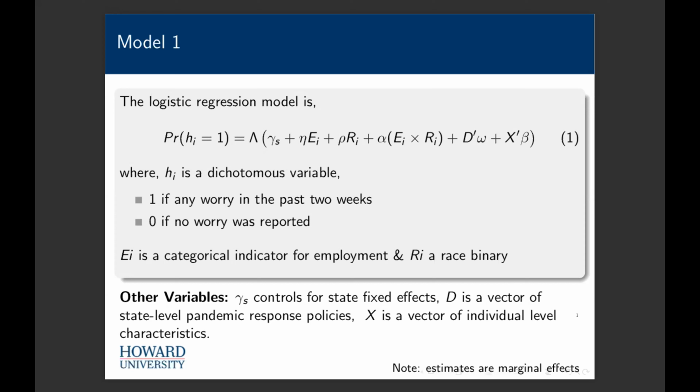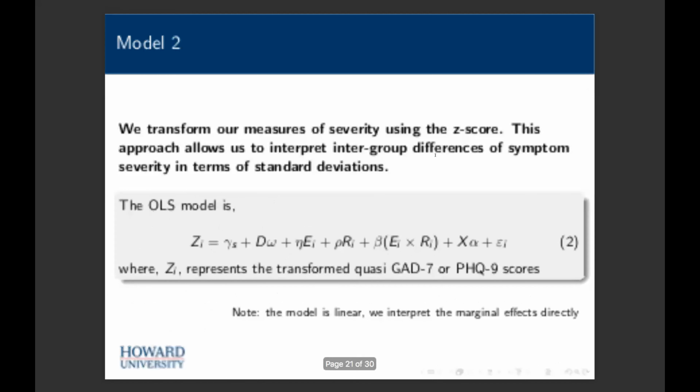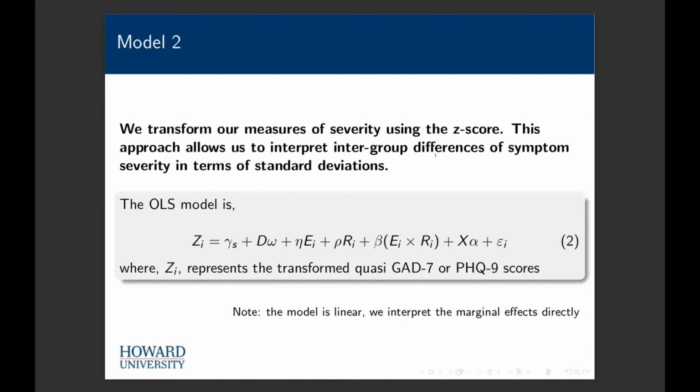Our variable of interest is the intersection between the employment indicator and the race binary. And we control for state fixed effects. We have a vector of state level pandemic response policies. And we have a vector of individual level characteristics as well as household characteristics. And then for a second model, we transform our measures of severity using the Z-score. This approach allows us to interpret intergroup differences of symptom severity in terms of standard deviations. Our dependent variable here would just be this quasi-GAD-7 and PHQ-9 score. Again, it's quasi because for GAD-7, we only use 2 inventories instead of the full 7, and for PHQ-9, we use 3 instead of the full 9.